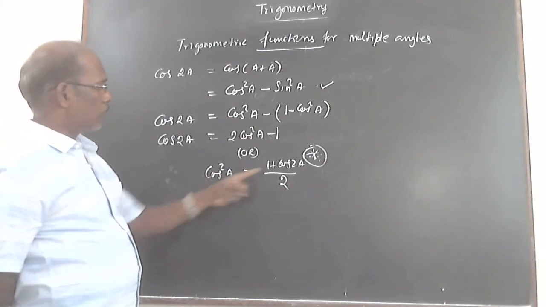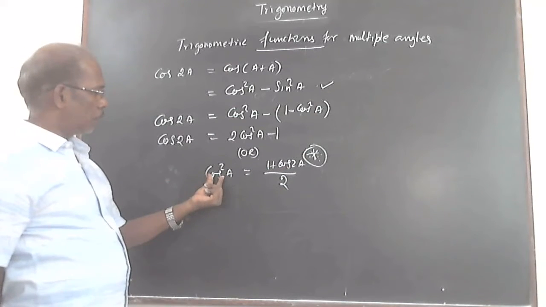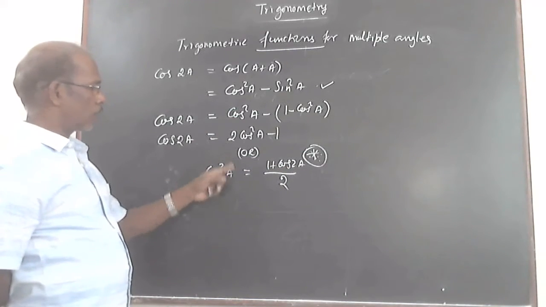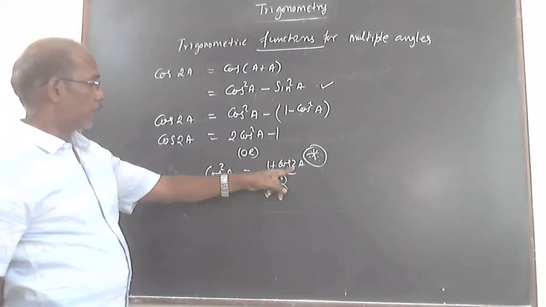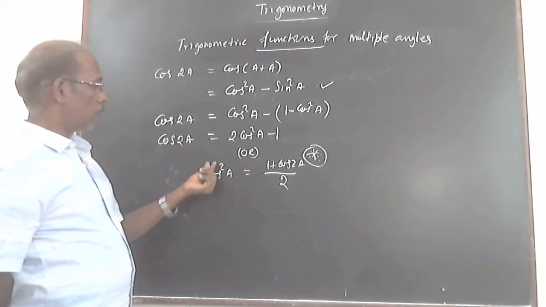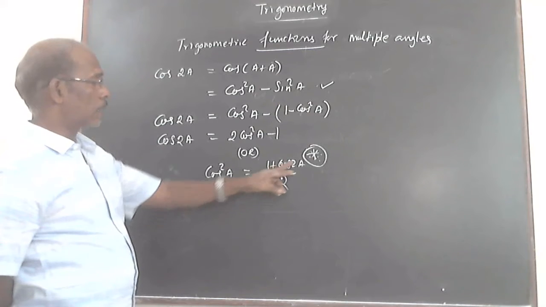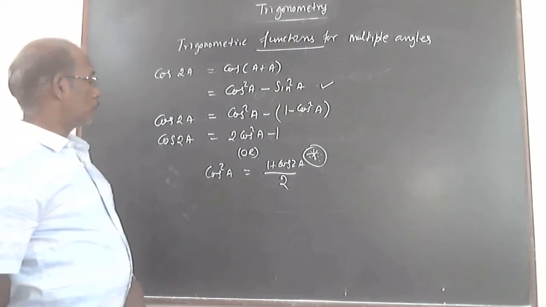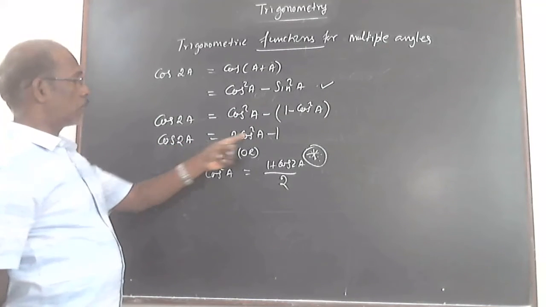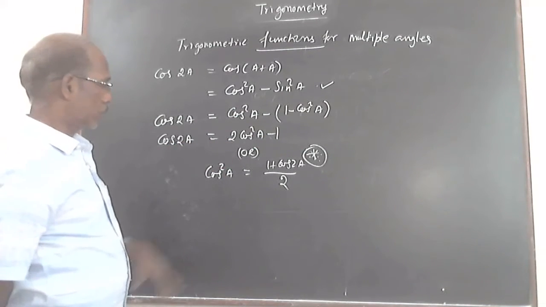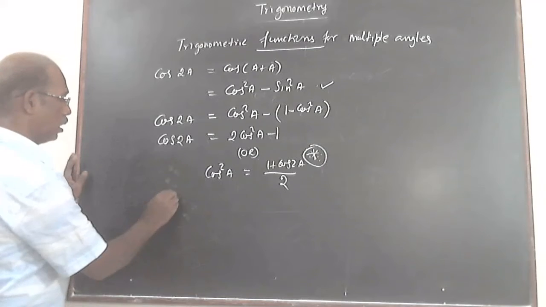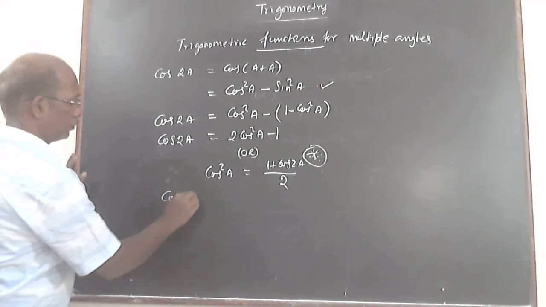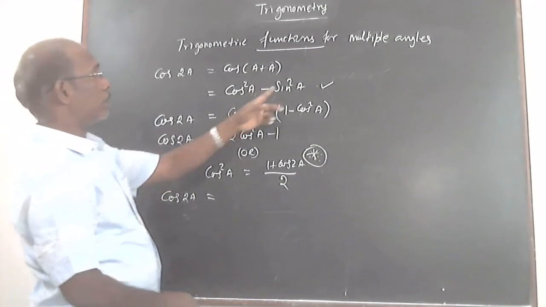Quadratic is converted into linear. The degree of cos square is quadratic, here multiple angle, basic angle. Quadratic of the basic angle is written as a multiple angle. Cos square a equals (1 plus cos 2a) by 2, or cos 2a equals 2 cos square a minus 1. Similarly, cos 2a can be written in terms of sin square a.